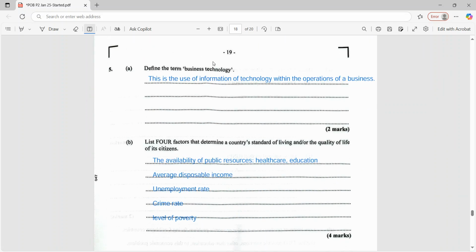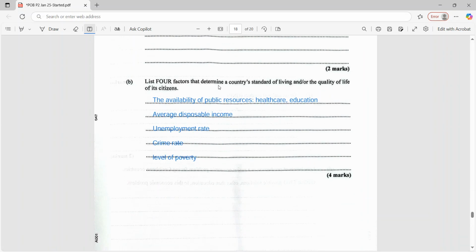Question 5 says define the term business technology. Now, business technology is the use of information technology within the operations of a business. It says list 4 factors that determine a country's standard of living or the quality of life of its citizens.